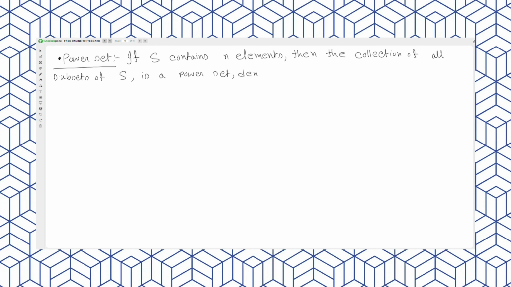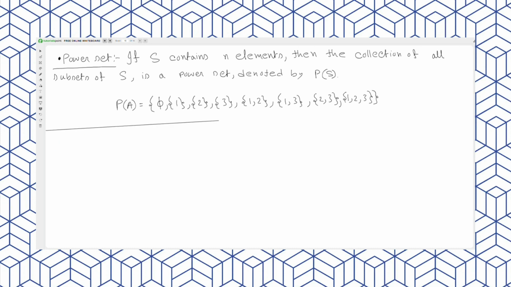Now the power set: if S contains n elements, then the collection of all subsets of S is the power set, denoted as P of S. In the previously given example, we took A equals {1, 2, 3}. It has only 3 elements and a total number of subsets equal to 8. Putting those subsets together into a collection is denoted by P of A.